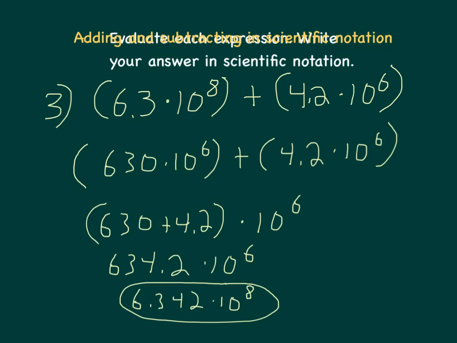And again, just like in the other problem, we can have one and only one number before the decimal. So I moved it back twice there, which really made it 2 spots smaller. So this needs to be 2 bigger to compensate. We're left with 6.342 times 10 to the 8th. If you're able to do those, you are able to add, subtract, multiply, and divide in scientific notation. That's it.